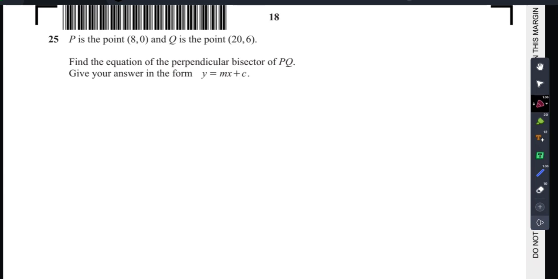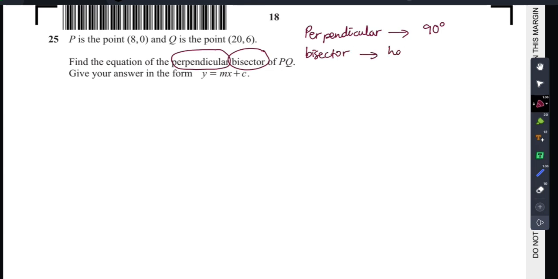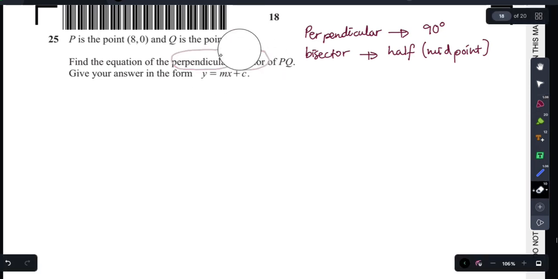So there are some keywords here that we need to pick out: the term perpendicular and the word bisector. In simple terms, when two lines are perpendicular, this refers to 90 degrees. And a bisector refers to half. So in this case, we're referring to a midpoint, actually. Anything that is being bisected is being divided into two equal parts. So that's the first thing we need to focus on.